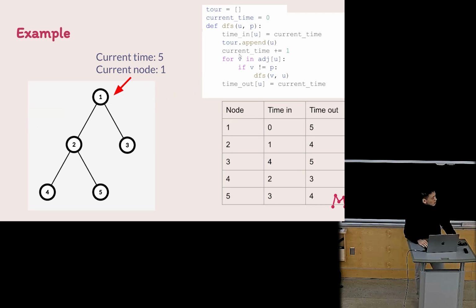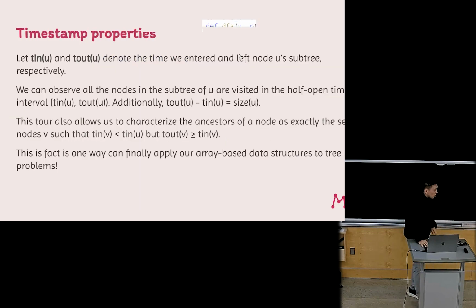Let's consider the properties of all of these time ins and time outs. So observe that every single node within the subtree is visited only within the interval time in to time out. So that means that the number of times we visit a node within this interval is equal to the size of the subtree. And so naturally that means that the time out minus the time in must be the size of the subtree.